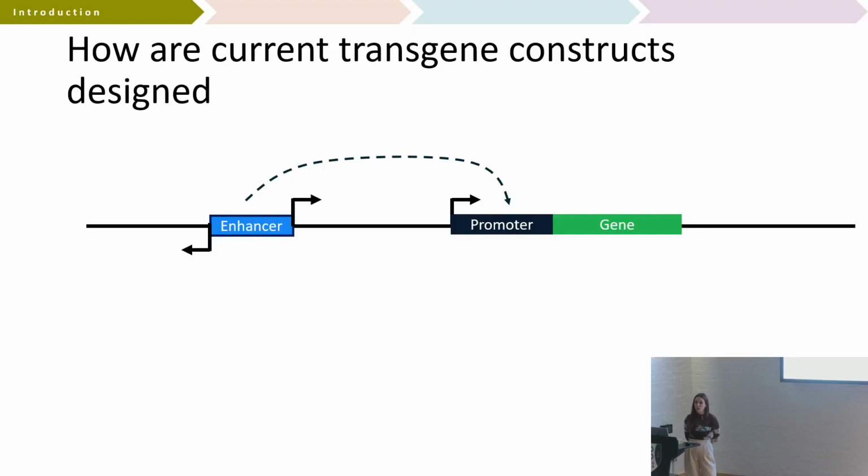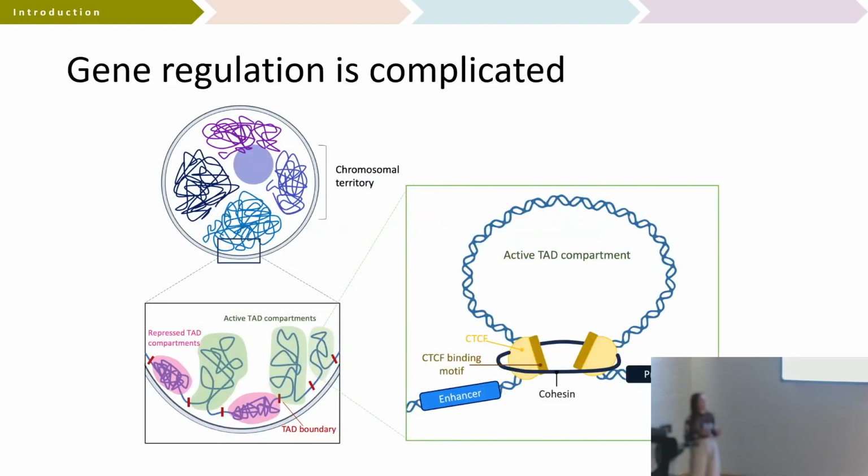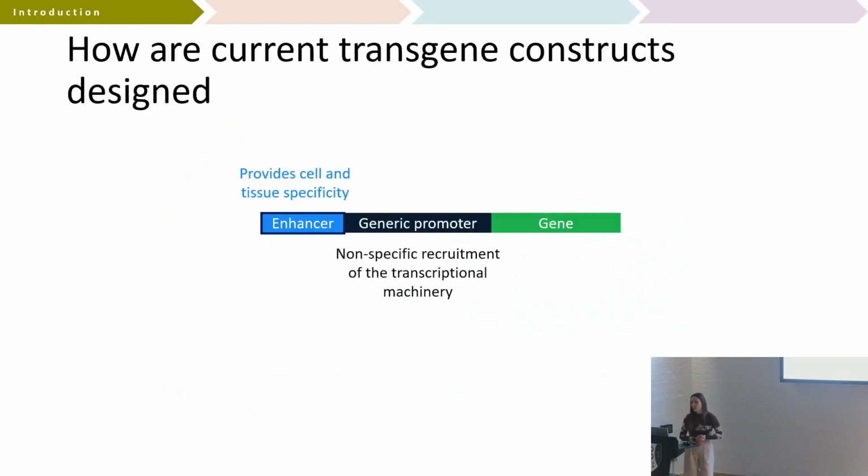This is why transgene constructs are typically designed by bringing enhancers and promoters into close proximity. This is unfortunately an oversimplification. Every single cell in your body contains around 2 meters of DNA that needs to get compacted and packaged into different chromosomes. And that's the reason why identifying the relationship between an enhancer and a promoter is not a trivial thing to do. This is why typical transgene constructs actually contain an enhancer providing that cell and tissue specific portion of the construct, followed by a promoter.